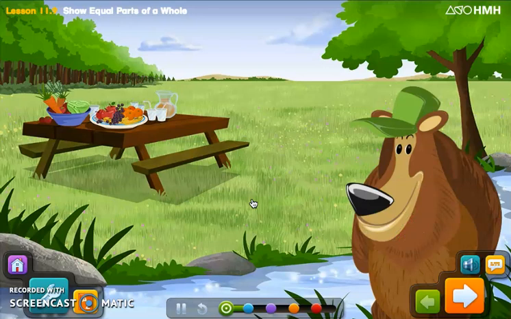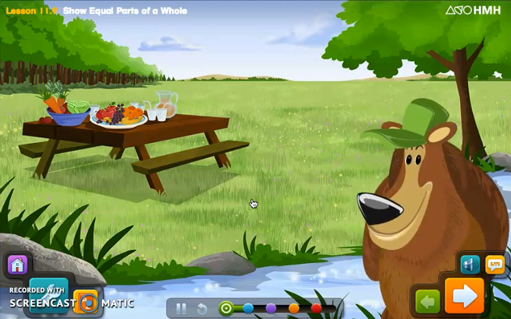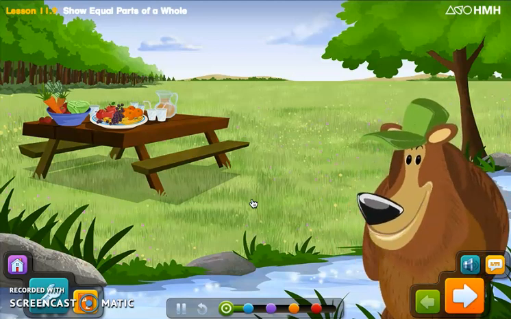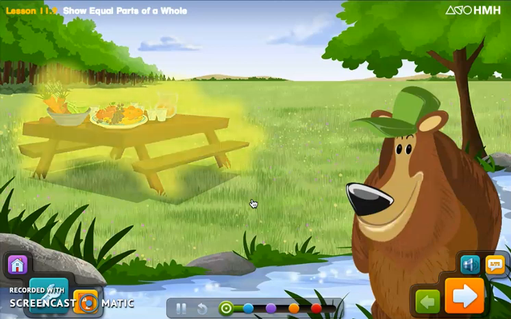Hi, friends. That food smells good. The family picnicking here today brought a loaf of cornbread. The loaf looks like a square. I heard the dad say he would cut the cornbread into fourths so there would be one piece for each person in the family. Click the table so we can take a closer look.